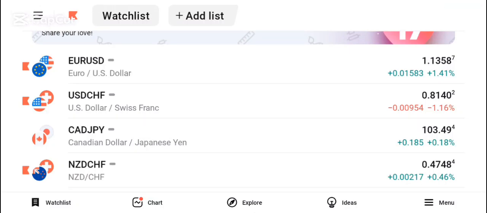Okay, guys, this is FX. Let's simplify this complicated forex. Firstly, we are starting from Euro USD.